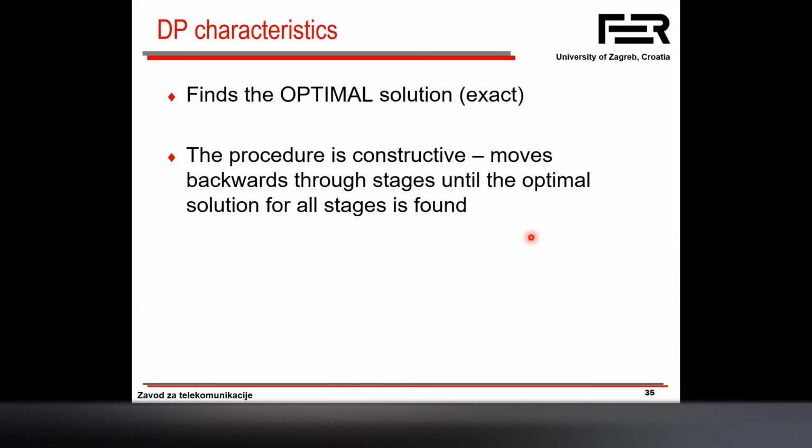But the idea is that the procedure is constructive. We're moving backwards through the stages until the optimal solution is found. Okay, so for next time, go through the remainder of these slides, and then we'll go through that together. Also, try to formulate the LP problem, and try to solve the branch and bound problem that I will also give you, and that's pretty much it for now.